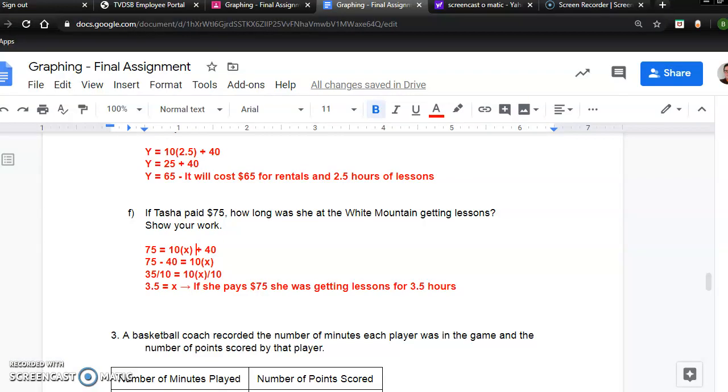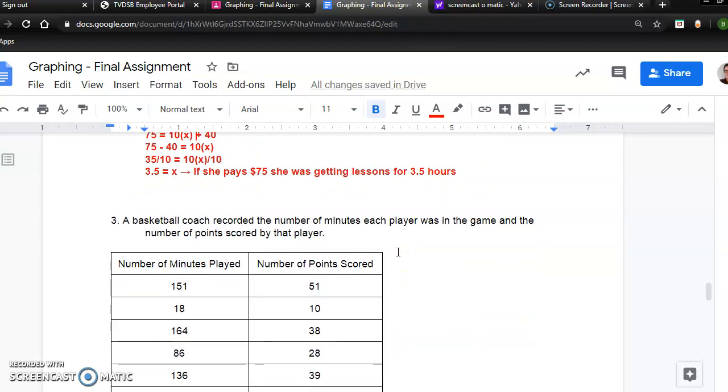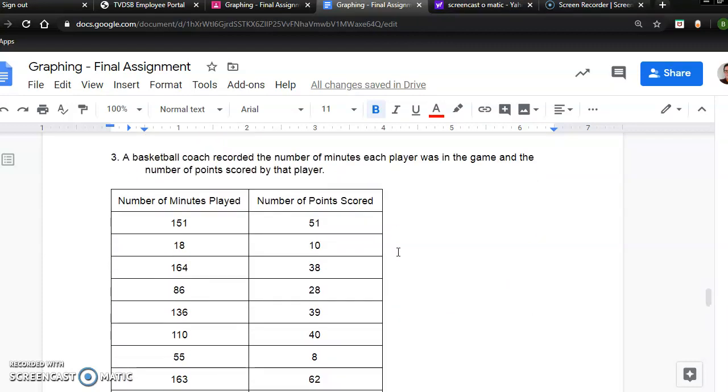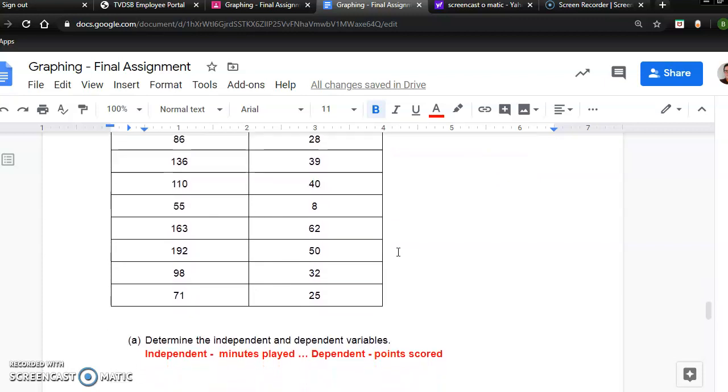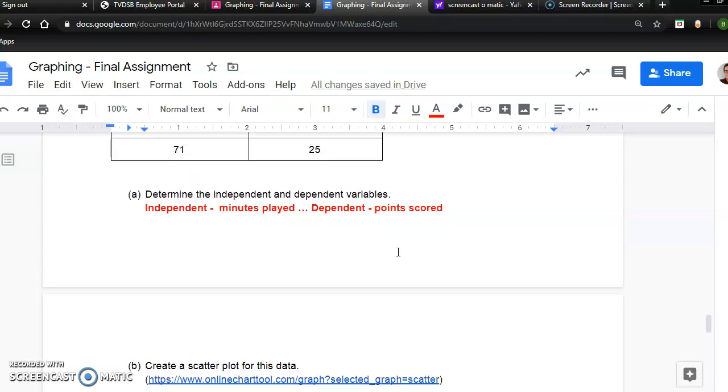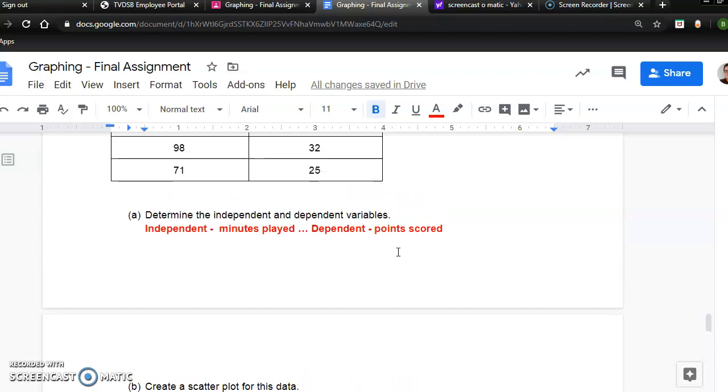Last question, scatter plots. A basketball coach recorded the number of minutes each player was in the game and the number of points scored by the player. So all the data is right there. Determine the independent and dependent variables. That's always going to be your first step, because you have to know what to label each axis of the graph, right? So our independent variable is going to be minutes played, and our dependent will be points scored, right? The amount of points you score depends on the amount of time that you're playing in the game, not the other way around.